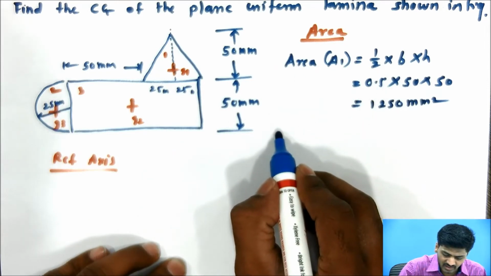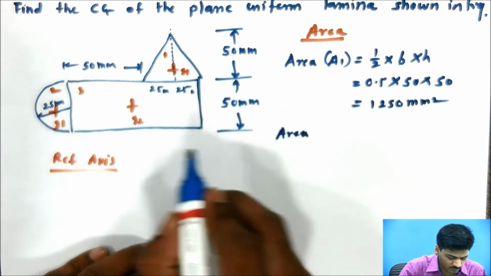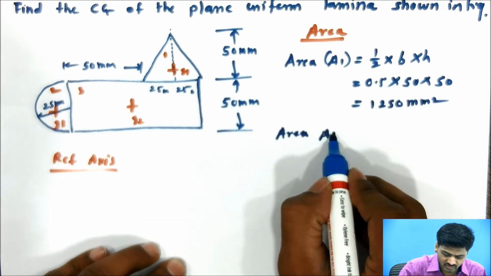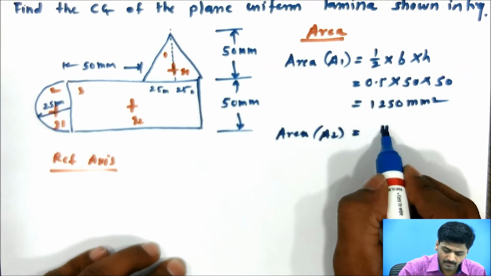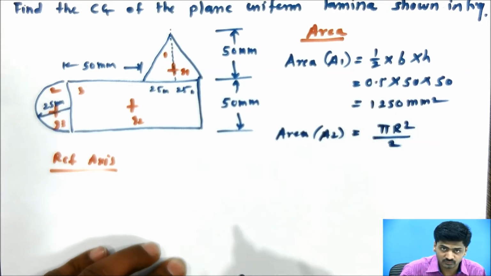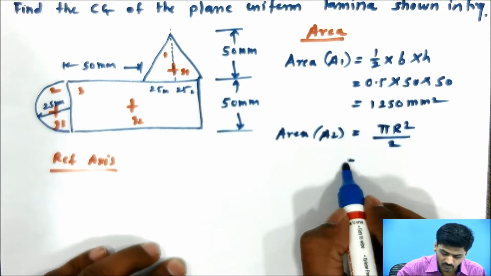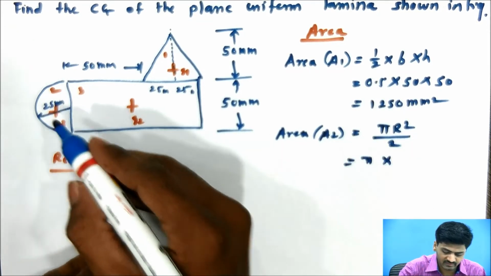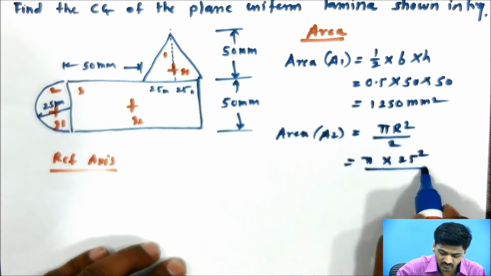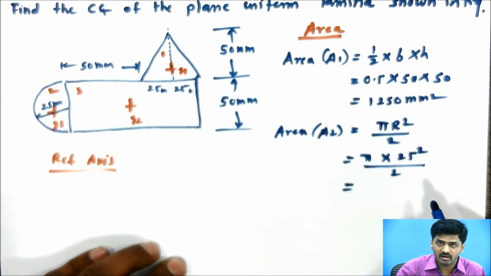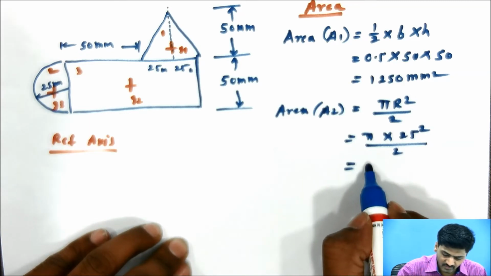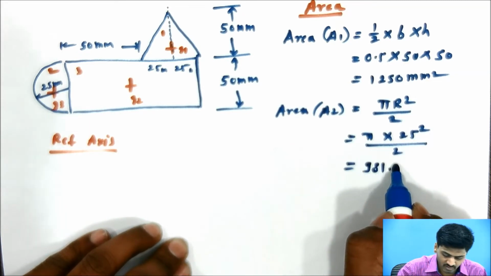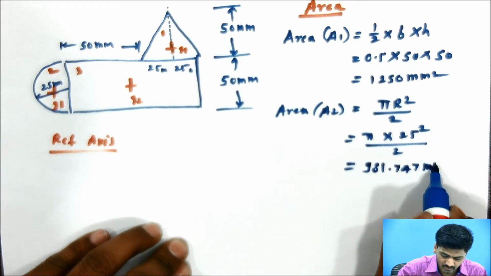Simultaneously find the area for the second figure. This is your A2. The semicircle is there. So the area of the semicircle is pi r square by 2. So pi into radius 25 square divided by 2. Do the calculation and try to identify it. So you'll get the area of this semicircle as 981.747 mm square.